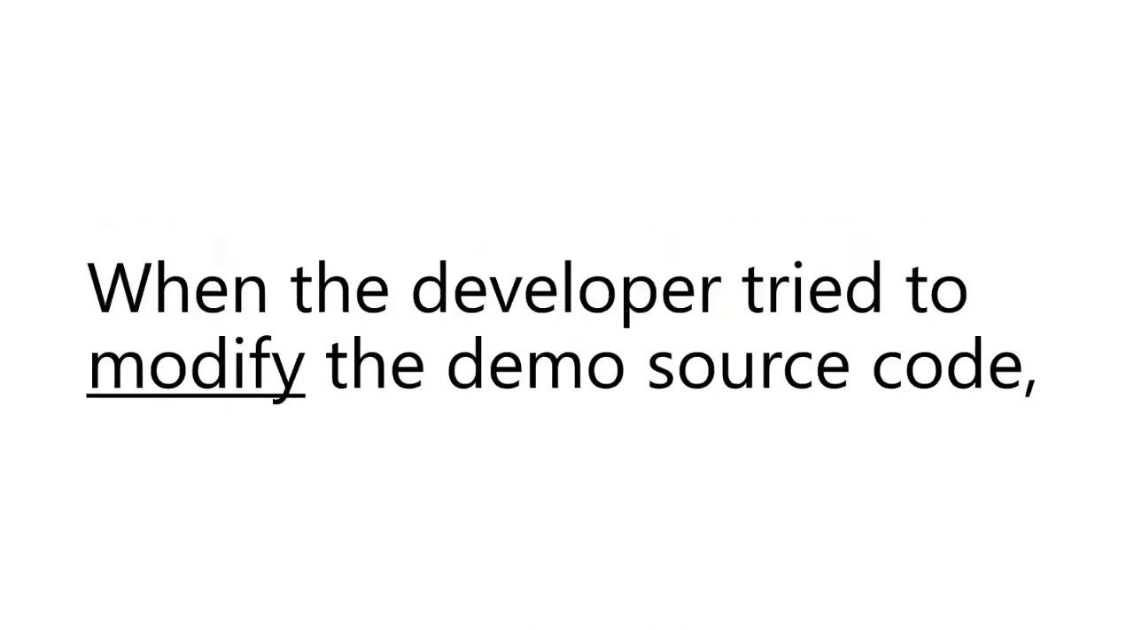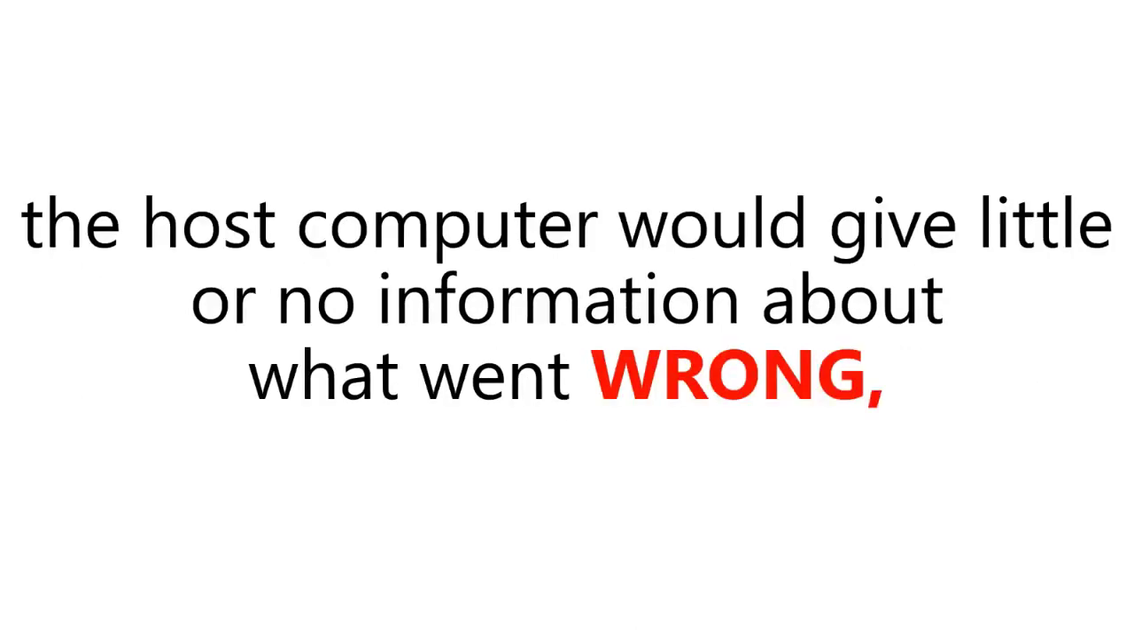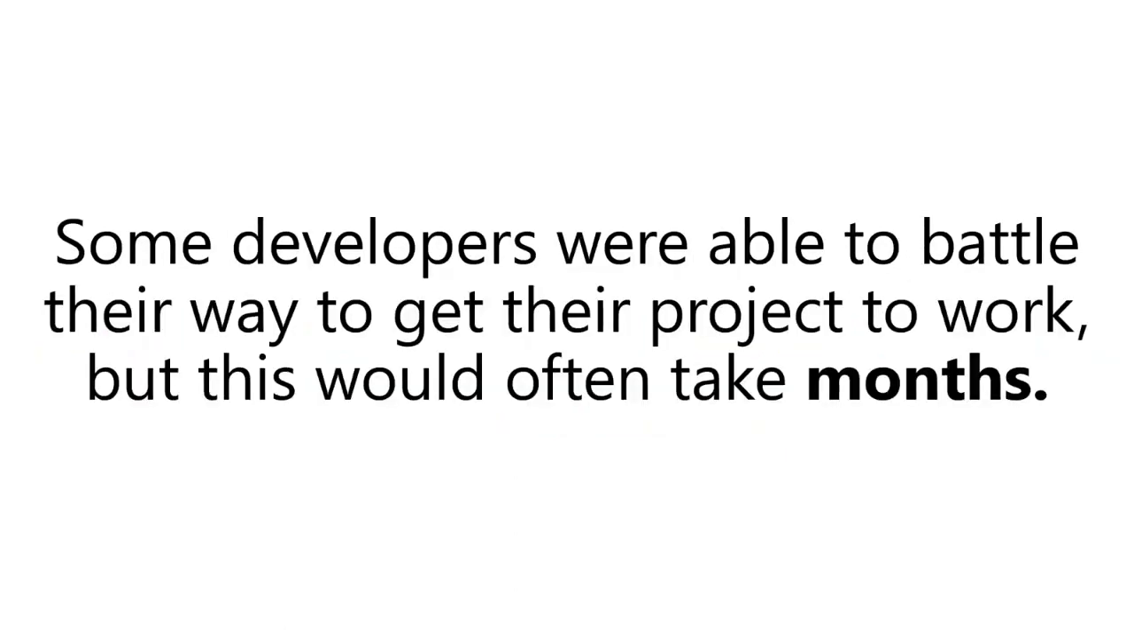When the developer tried to modify the demo source code, the USB communication would usually fail. The host computer would give little or no information about what went wrong, and the developer would not know what to do to fix the problem. Some developers were able to battle their way through to get their project to work, but this would often take months. And getting a first USB project working didn't necessarily mean that another USB development project would go any faster, because the developer would have to figure out how to fix different problems in each project.